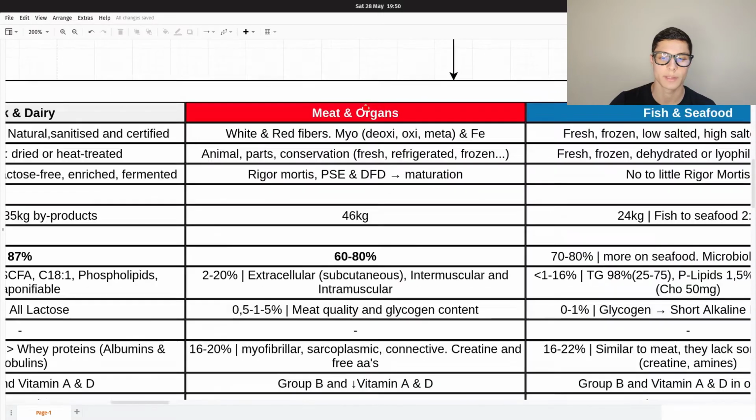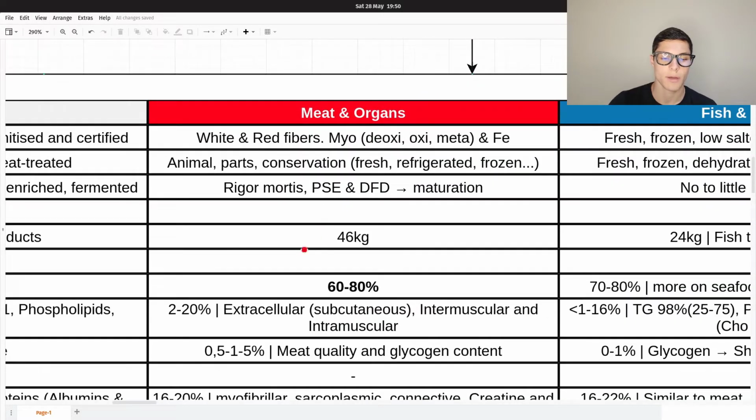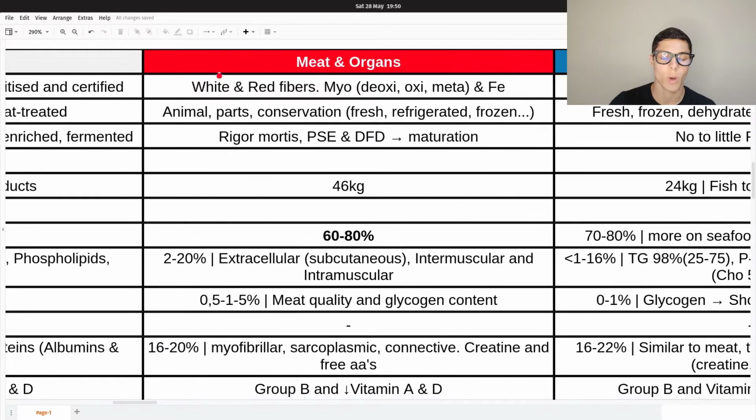Moving on, we have meat and organs. We have to distinguish between white and red fibers. The myoglobin is the molecule in charge of giving the red color to those fibers. And we have three forms of myoglobin: the deoxy form, the oxy form, and the meta form. And it has to do with iron. I explained this in the minerals description video.